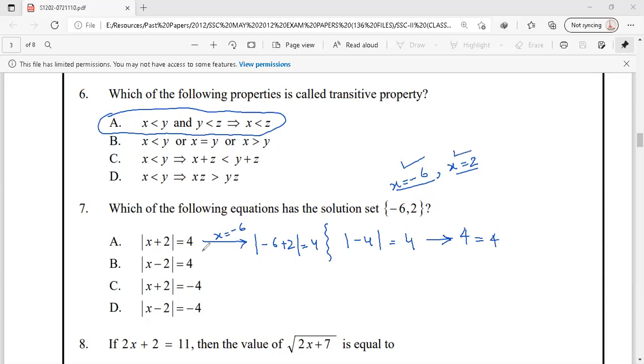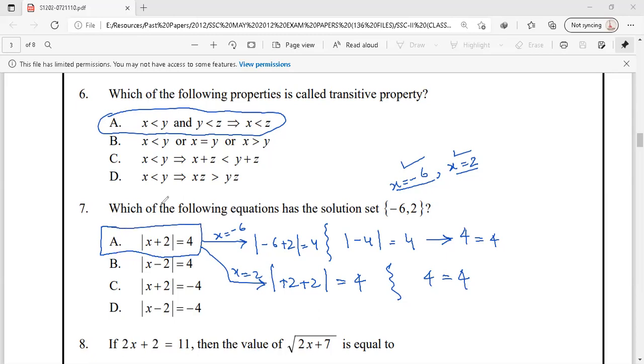Let's put x equals plus 2. So modulus of plus 2 plus 2 will be equal to 4, and 4 is equal to 4. So both of these values of x satisfy the first modulus equation in our option A. So this is our right answer. Similarly, if we put values in options B, C, and D, these values of x would not satisfy those modulus equations. So let's come to our next question.